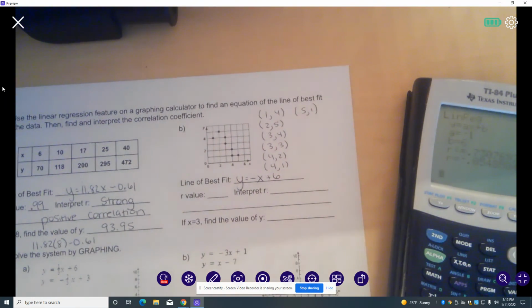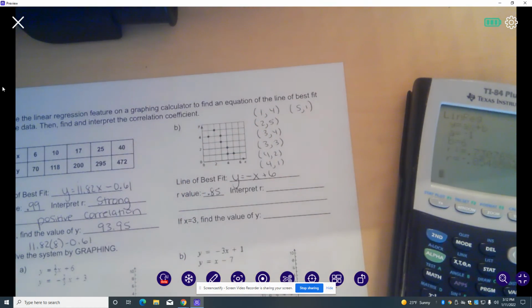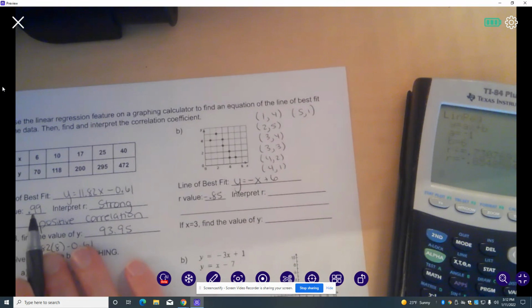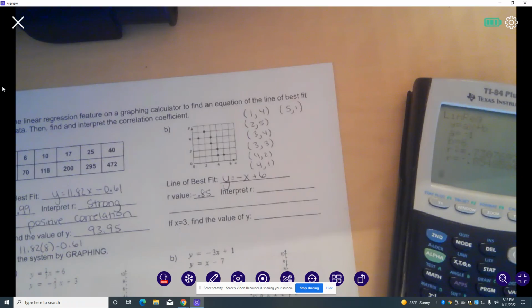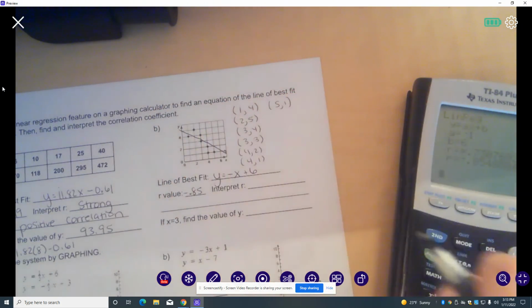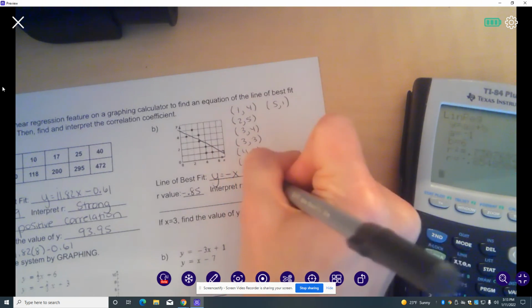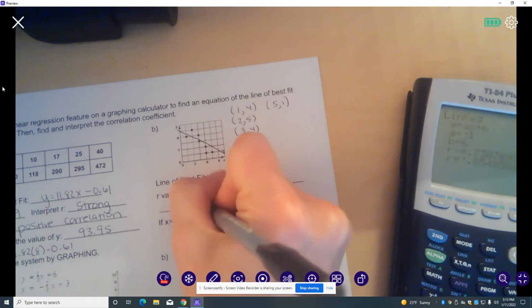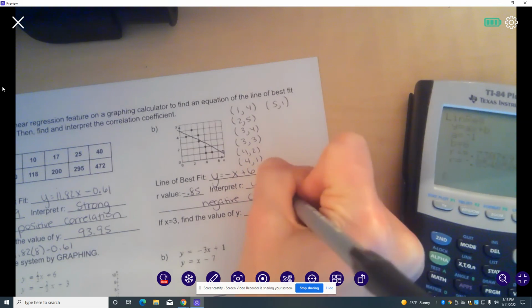My r value is negative 0.85. Now that's kind of close to 1, but it's not super close to negative 1, like 0.99 was close to positive 1. So I would call this a weak correlation, and it's negative, right? Our line of best fit has a negative slope. So my r value is a weak negative correlation.